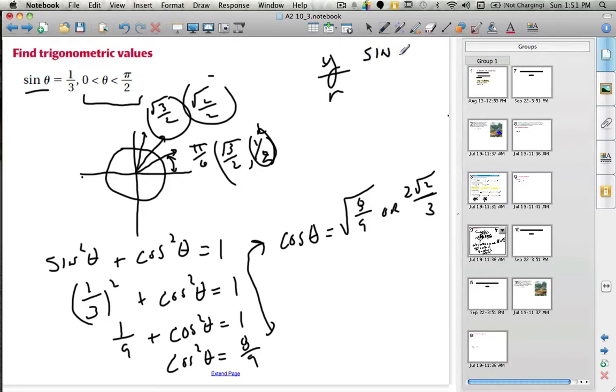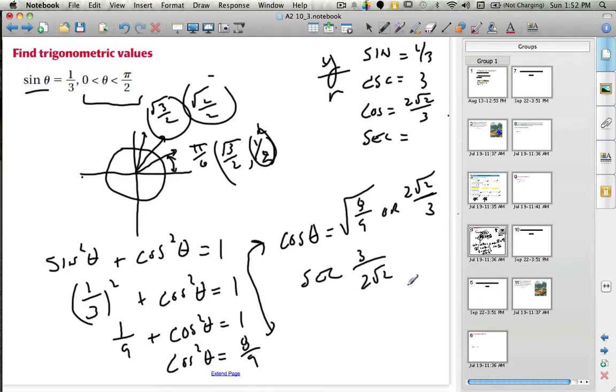If I have sine is equal to 1/3, that means that cosecant is equal to 3. I have cosine is equal to 2 root 2 over 3, and that means that secant would be equal to 3 over 2 root 2, but I'd have to multiply this by root 2 over 2. So that'll be 3 root 2 over 4.